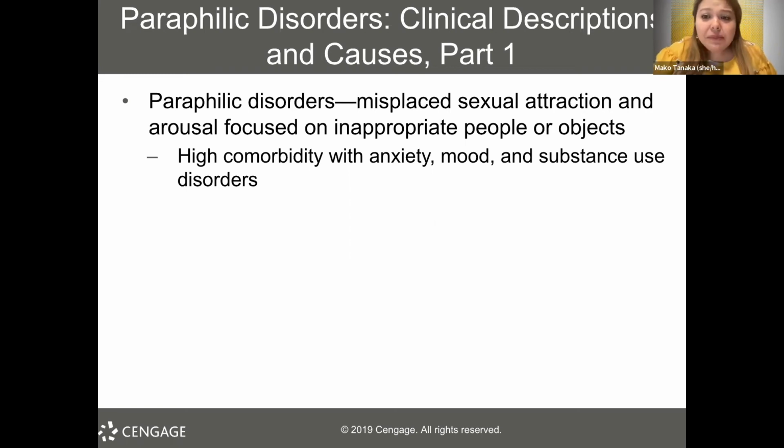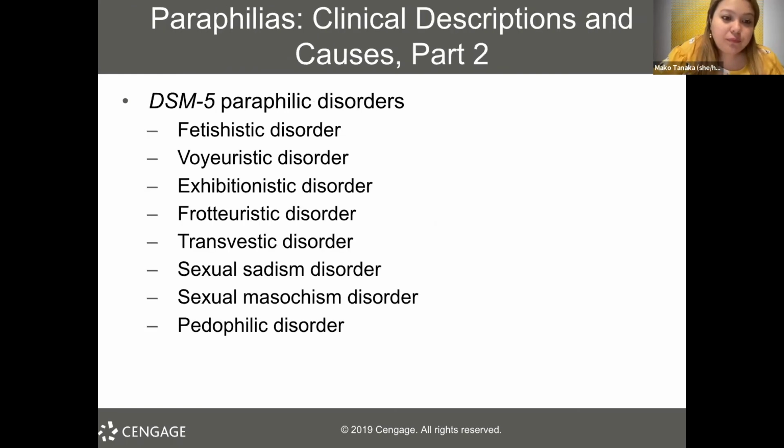And oftentimes people with paraphilic disorders also have other types of psychological disorders. So there's that comorbidity with disorders such as anxiety, mood, or substance use. There are a lot of different paraphilic disorders discussed in the DSM. So we're going to go over them in greater detail, but here's just a list of the disorders.